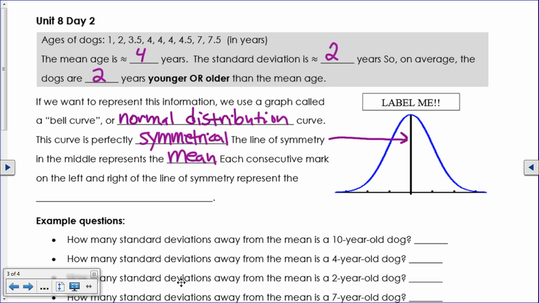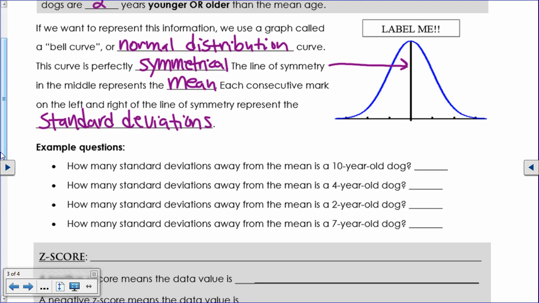Each consecutive mark along the bottom, each of those little marks to the left and right of the line of symmetry, represents standard deviations. Okay, so you guys are going to be responsible for labeling these using your data. So if the mean goes in the middle, and I'm talking about the gray box up there, what number could I label the middle? 4. We know that the mean is 4, so whatever the mean is, that number goes right in the middle.